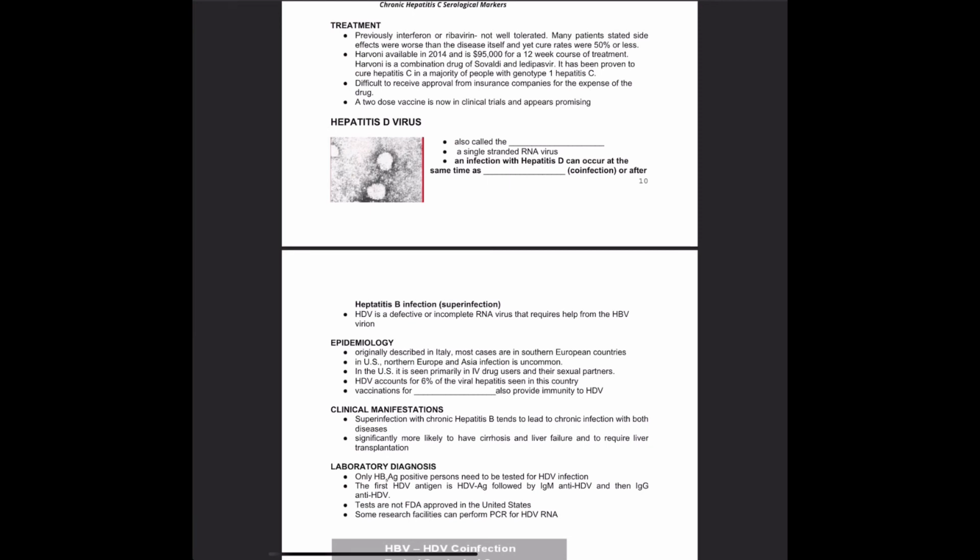Next is hepatitis D. This is also called the delta antigen. It is a single-stranded RNA virus, and infection with hepatitis D can occur at the same time as hepatitis B. Hepatitis D is a defective or incomplete RNA virus that requires the help from hepatitis B. So you can't have hepatitis D without hepatitis B.